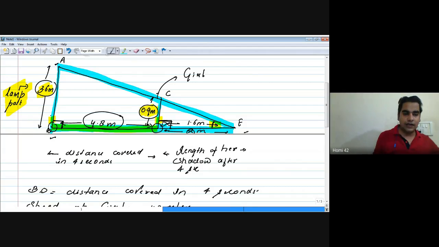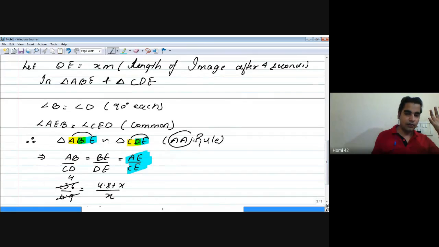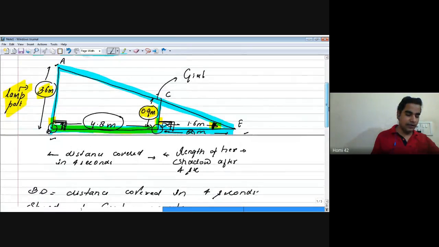If you see these two triangles, then this angle is 90 degrees in both, because the lamppost and the girl stand vertically on the ground, and this angle is common in both the triangles. Since two corresponding angles of these two triangles are the same, we can say that these two triangles are similar by double A rule. We discussed double A rule also. Do you remember that double A rule or triple A rule both are the same thing? So if you are able to show two angles are the same as two angles of the other triangle, then you can write double A or triple A accordingly, right? Yes, that's what we did here.